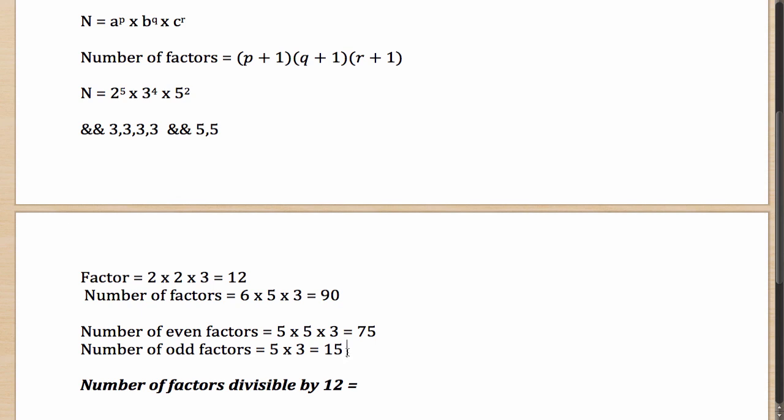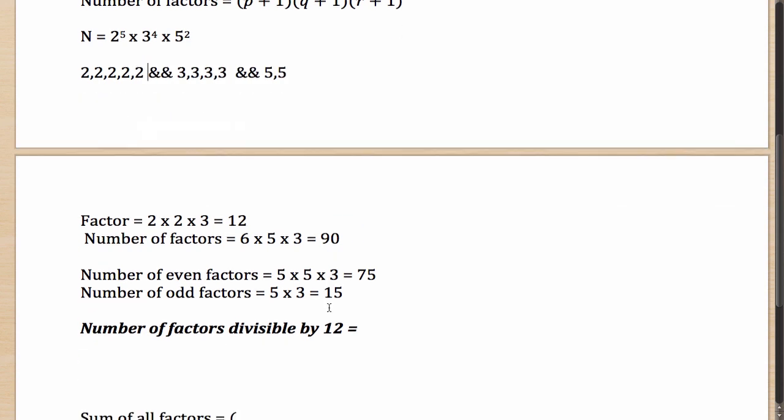Well, you could have also done it as, let's say you found out the number of even factors as 75. You have found out the total as 90. The number of odd factors is going to be the difference of the two values. Let me just get the number of 2s again, which were here. So here I had 5 2s.